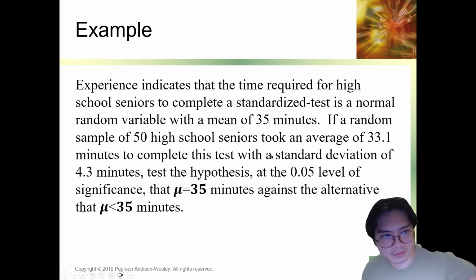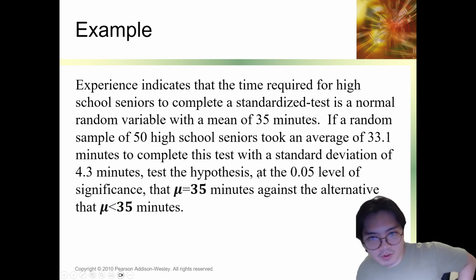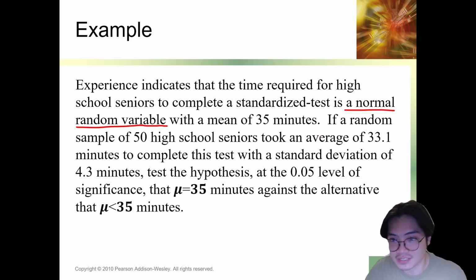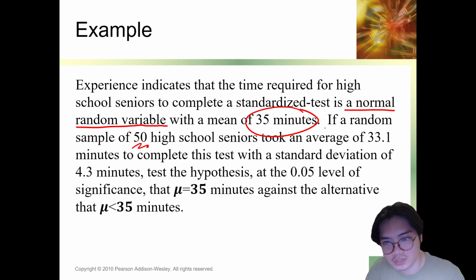Number four: experience indicates that the time required for a high school student to complete a standardized test is a normal random variable with a mean of 35 minutes. They're just giving it to us that it's normal, with a mean of 35 minutes. A random sample of 50 high school students took an average of 33.1 minutes to complete, with a standard deviation of 4.0 minutes. At the 0.05 level of significance, test 35 against the alternative of less than 35. So now it's less than.